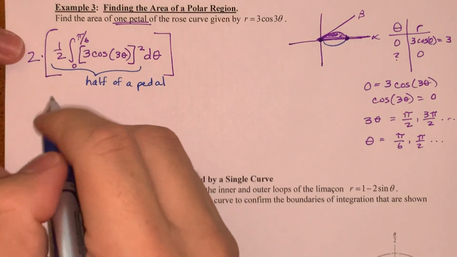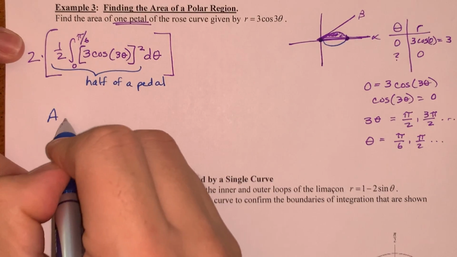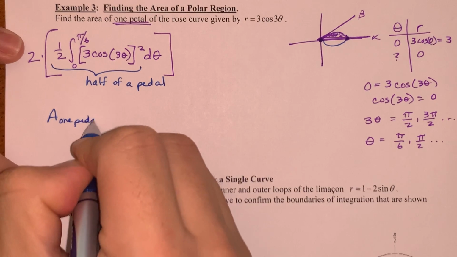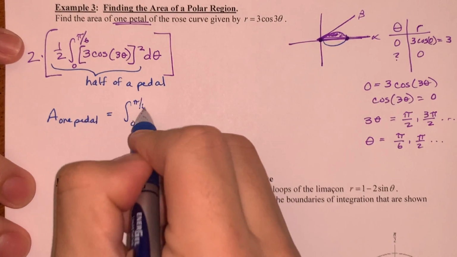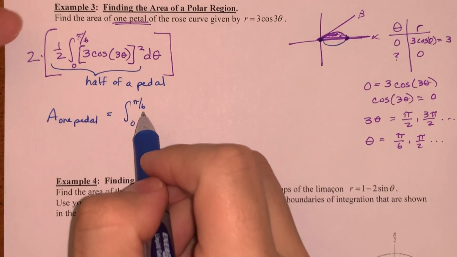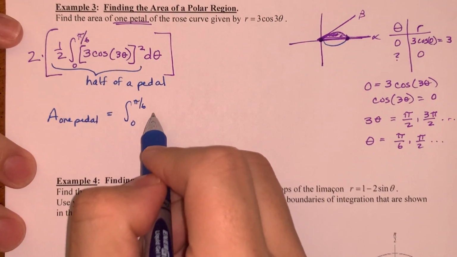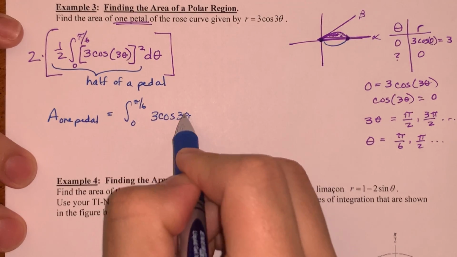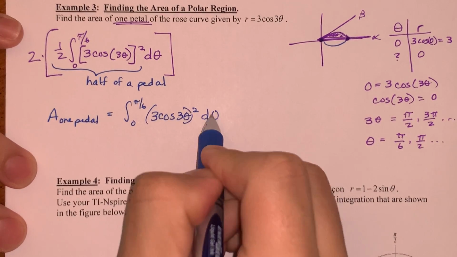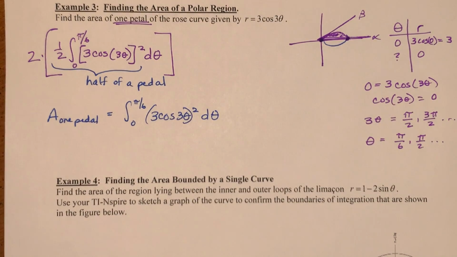So let me just clean this up a little bit. I know that the area of one petal is going to be equal to the integral from 0 to pi over 6 of, because 2 times 1/2 will just cancel out, and then it'll pretty much be 3 cosine of 3 theta squared d theta.